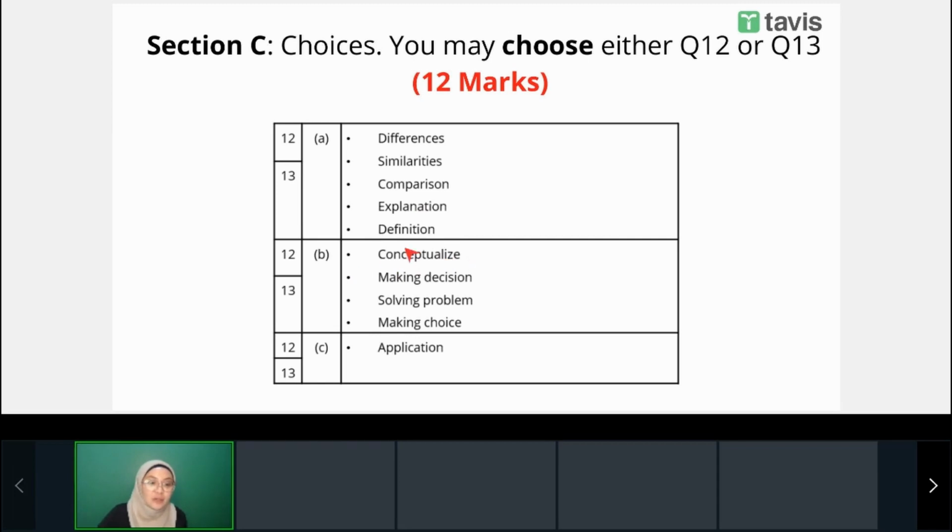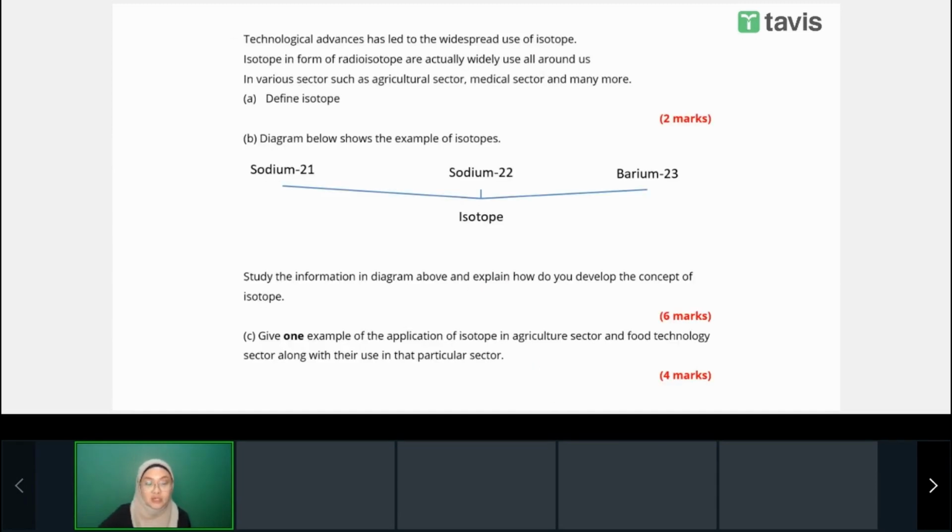Conceptualize: they provide you with a diagram or information, and you have to make your own concept based on the diagram and the information. Making decision: they give you 2 situations, so you may choose one. Solving problem: they give you a problem, so you solve that problem. Making choice is the same as making decision, and there is one application question.